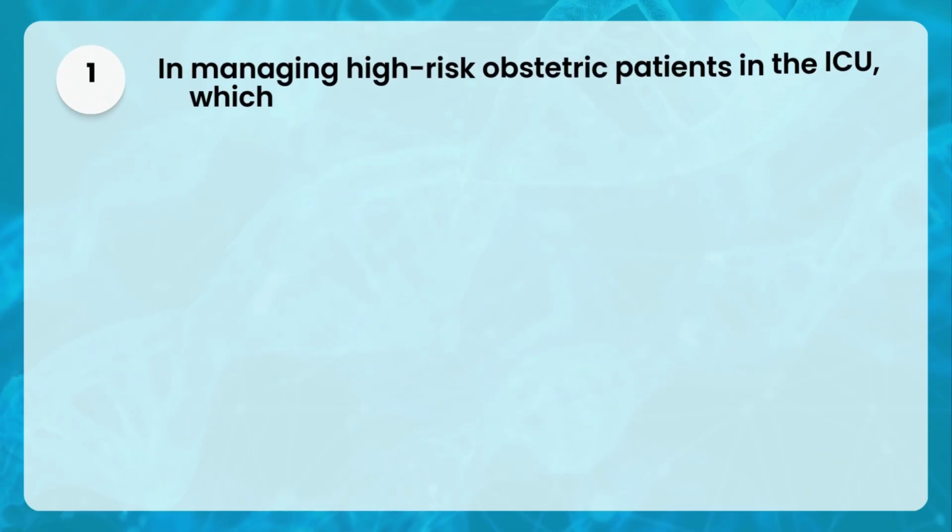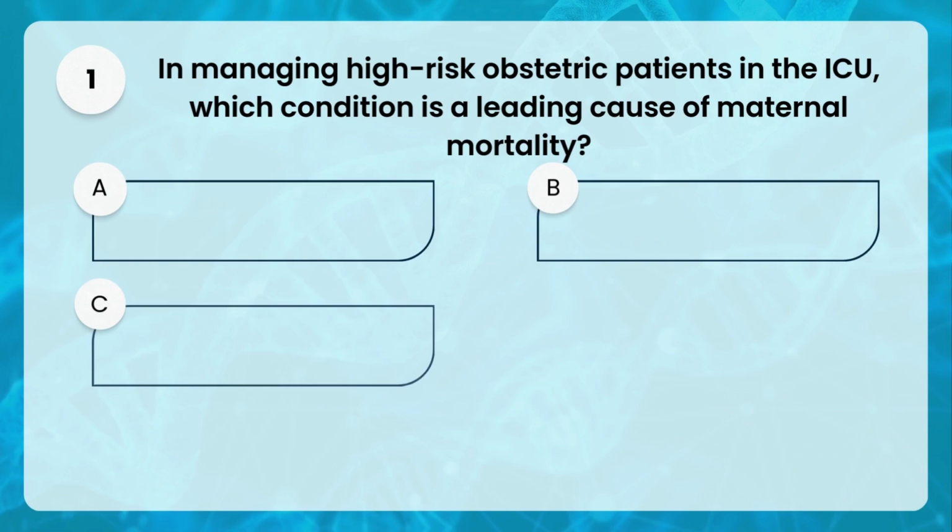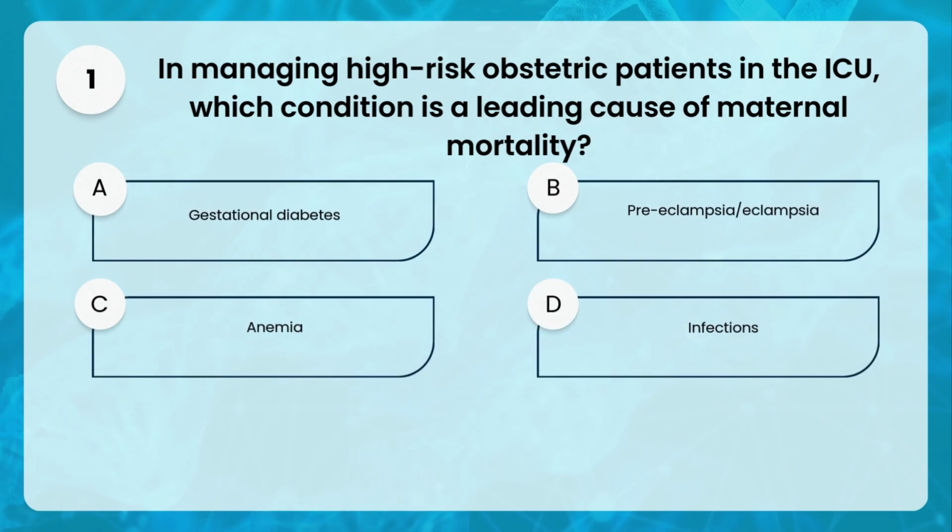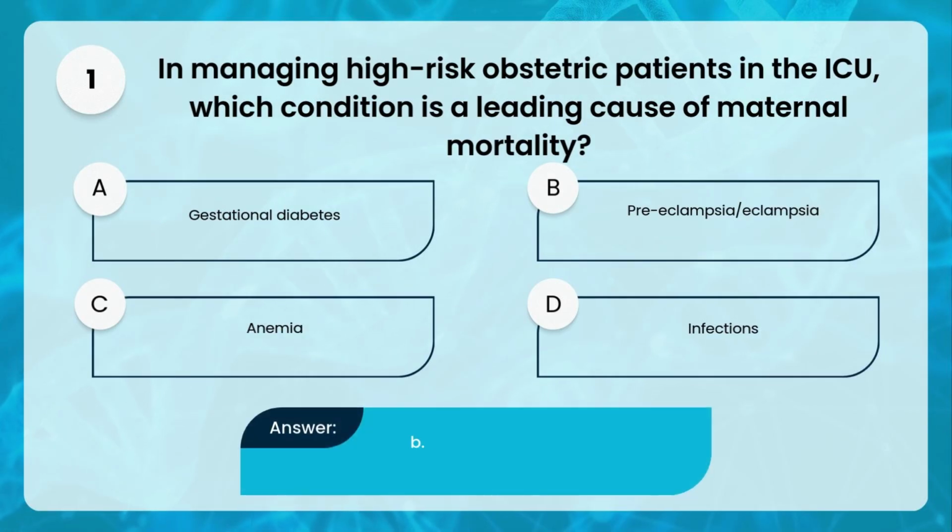In managing high-risk obstetric patients in the ICU, which condition is a leading cause of maternal mortality? A. Gestational diabetes. B. Preeclampsia/eclampsia. C. Anemia. Or D. Infections. The answer is B. Preeclampsia/eclampsia.